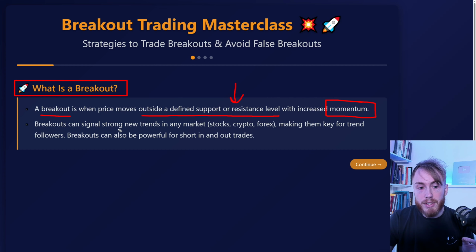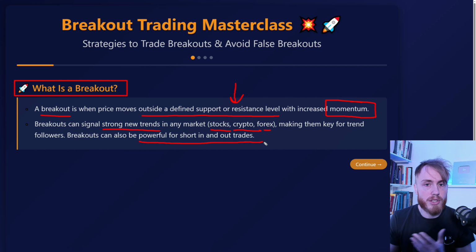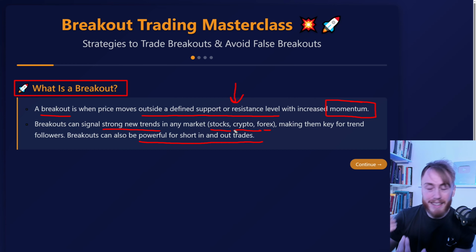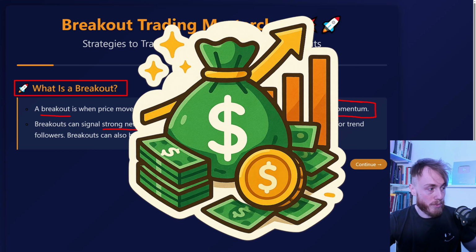Breakouts can signal strong new trends, and they can be found in any market. So it doesn't matter if you trade stocks, cryptocurrency, or forex. Breakouts are very important if you want to catch trends early, but they can also be very powerful for short in and out trades. That is one reason why I think breakout trades are so popular, especially amongst beginner traders, because they are fun. You can get in and out quickly and earn lots of money.